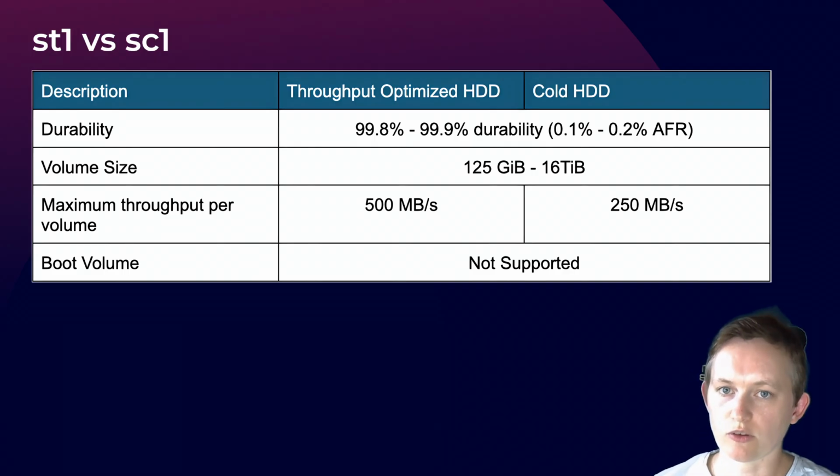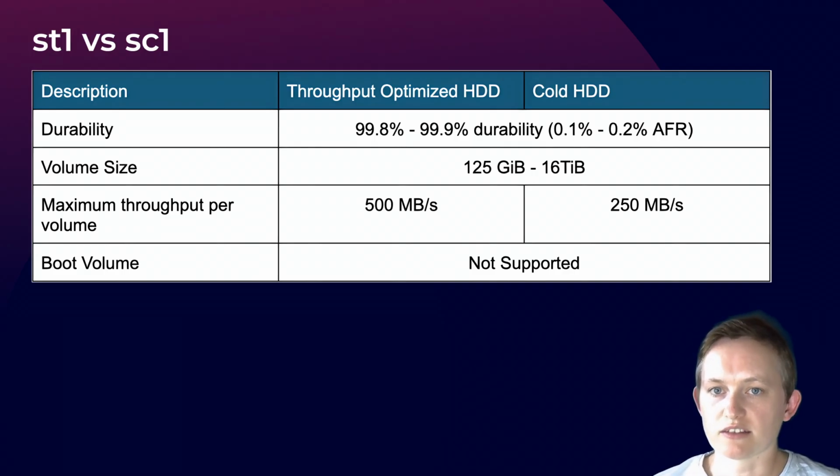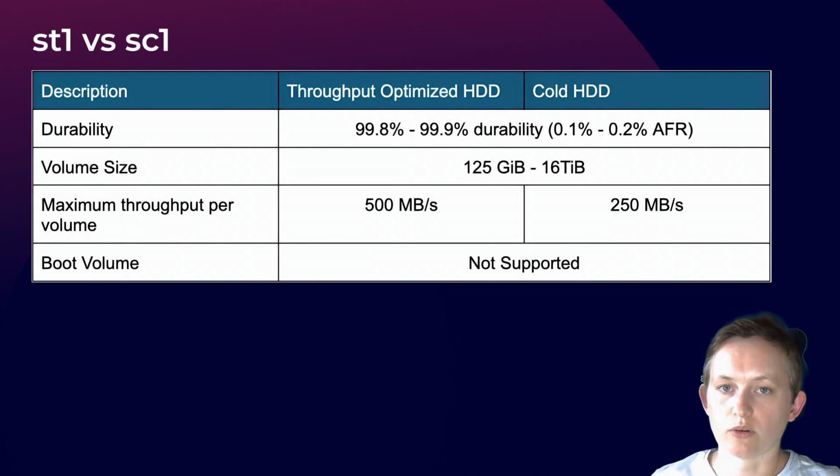First of all, we've got our ST1 or throughput optimized volumes, and these are designed to support frequently accessed data. The ST1 volume is a good fit for large sequential workloads, such as your data warehouses, log processing, and any ETL workloads. With ST1s, you can provision a volume from between 125 gigabytes all the way up to 16 terabytes. And the maximum throughput that an ST1 volume will provide is 500 megabytes per second.